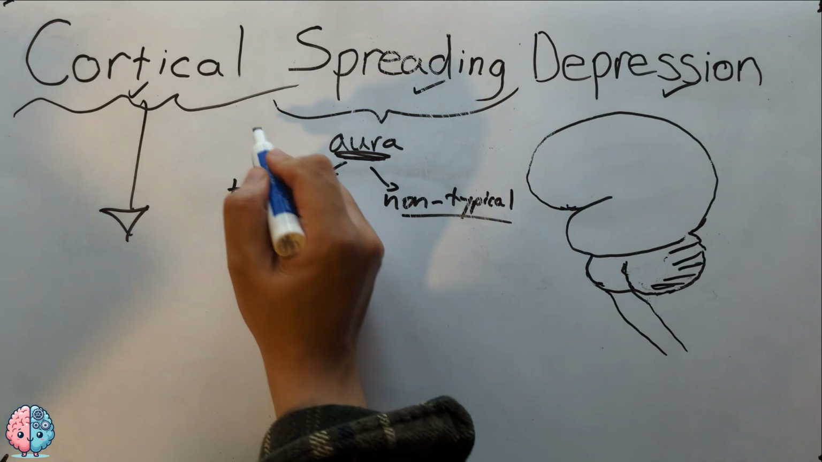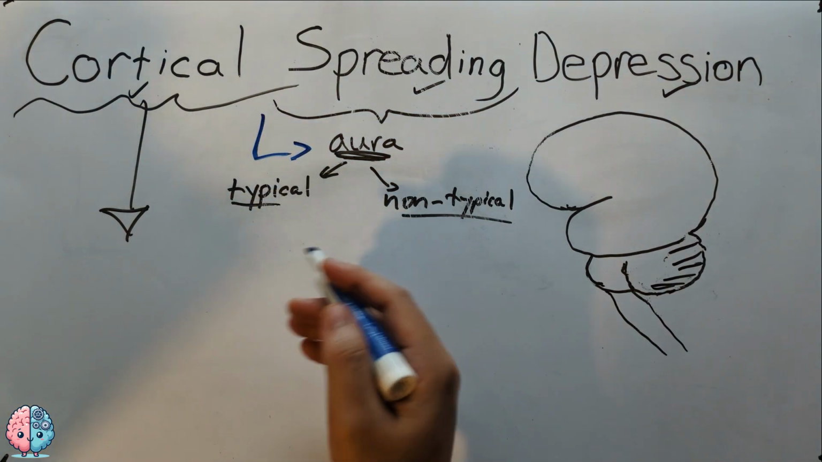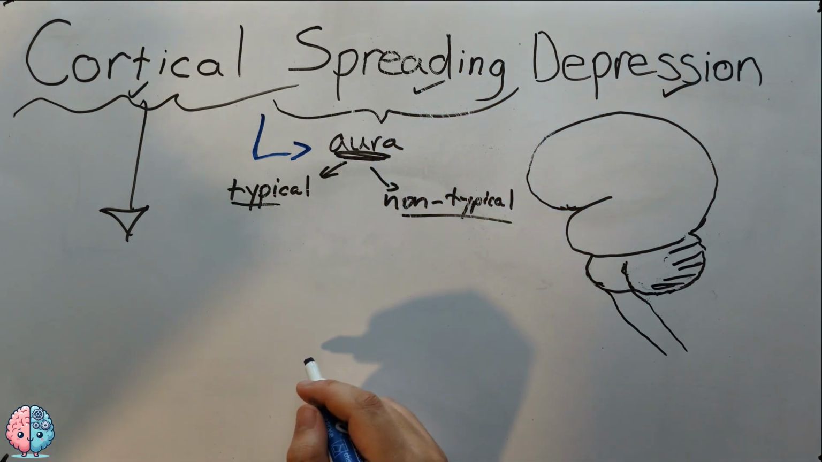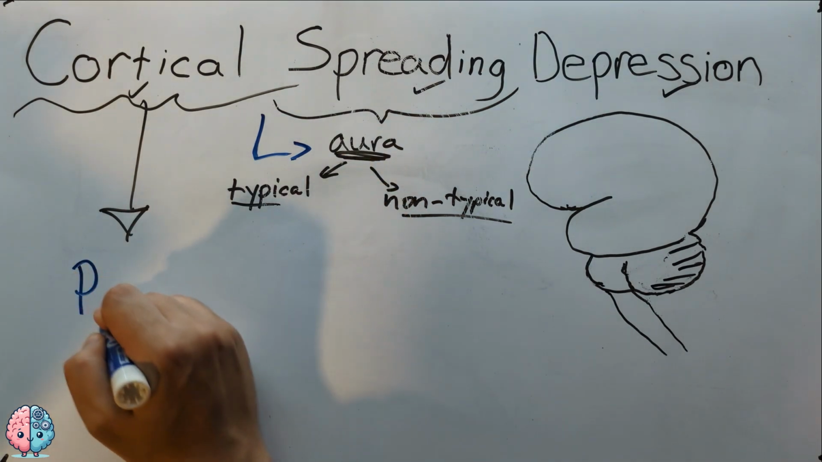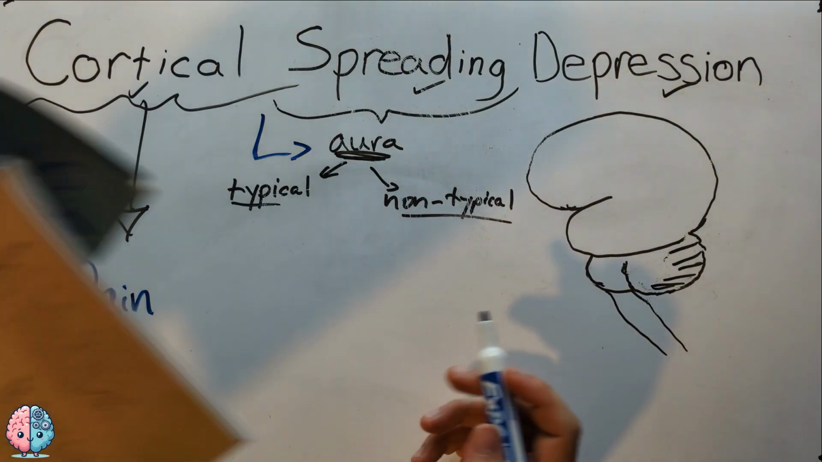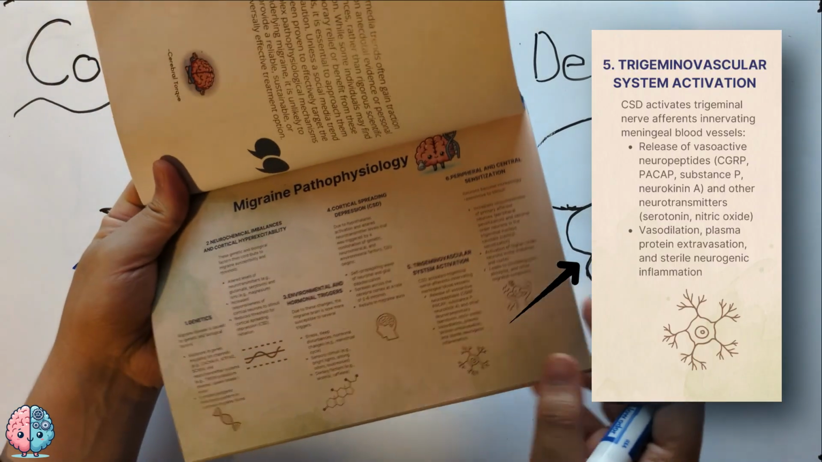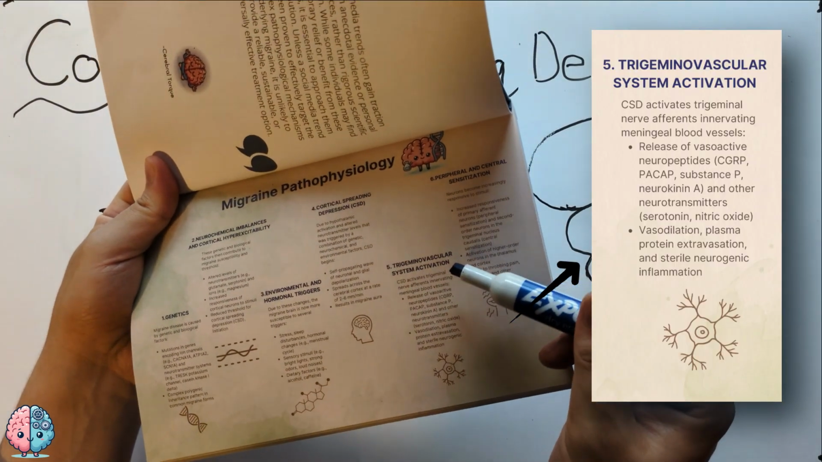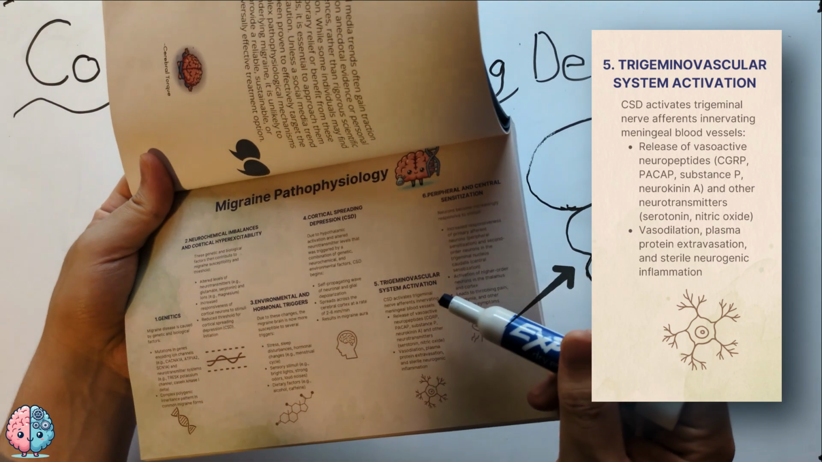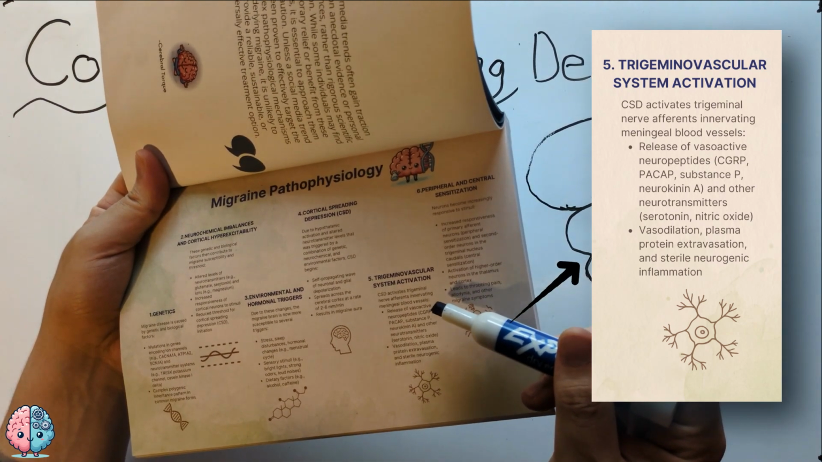Not only does cortical spreading depression result in aura, or is the mechanism behind aura symptoms, but it also results in pain involved in migraine. And we can see this, again, in unraveling migraine. Under migraine pathophysiology, we see trigeminal vascular system activation. Cortical spreading depression activates trigeminal nerve afferents innervating meningeal blood vessels.